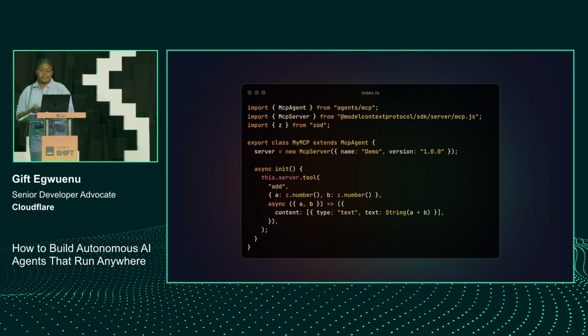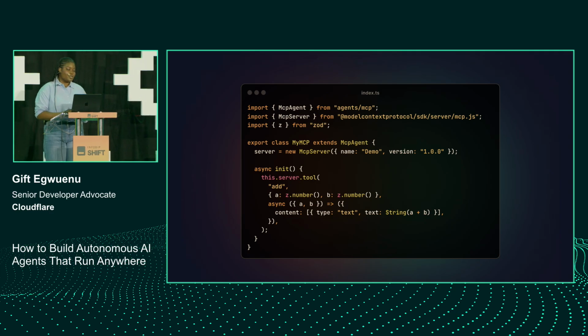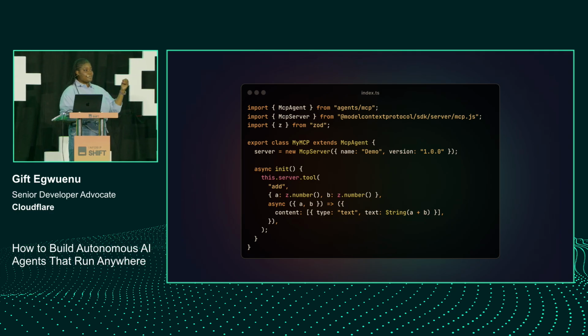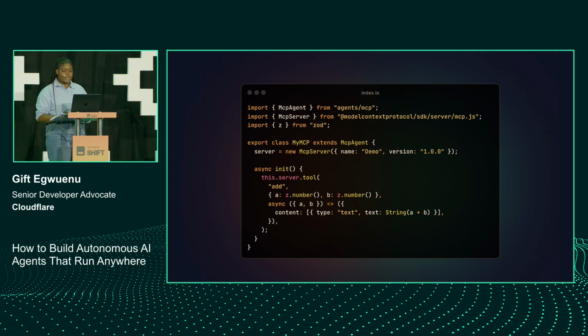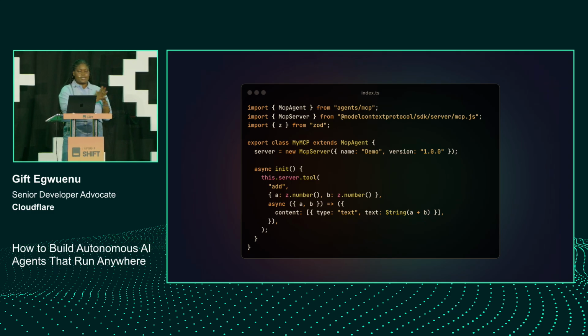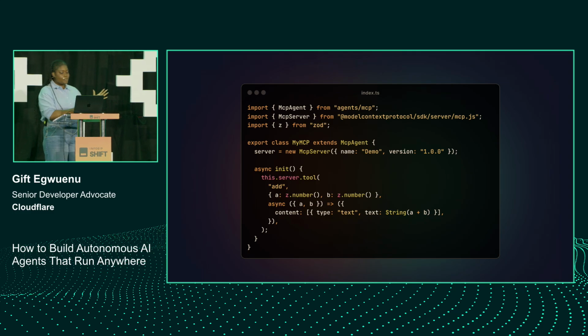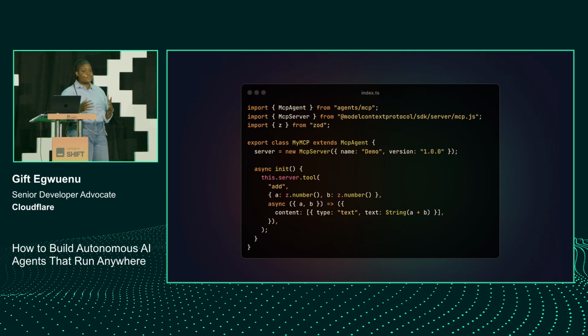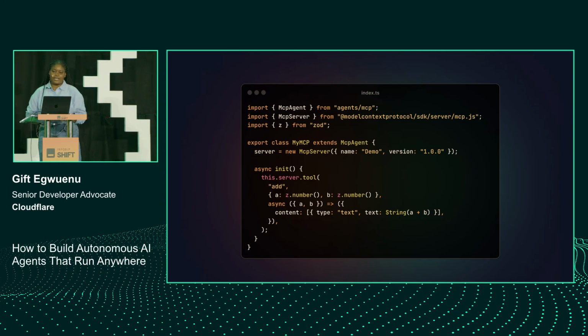So when you build an MCP server on Cloudflare, you extend something called the MCP agent class, which I showed earlier. This class comes from the Agents SDK, and it means that every instance of your MCP server has its own durable state. It has a SQLite database backed by Durable Objects. And with this, you have your own SQL database. This is very important as we move ahead in this talk.